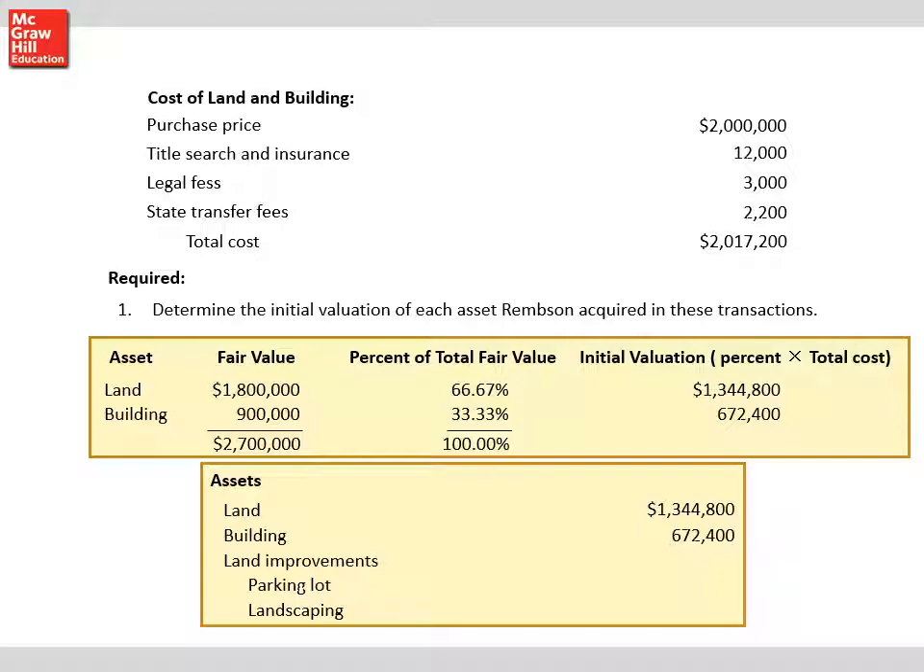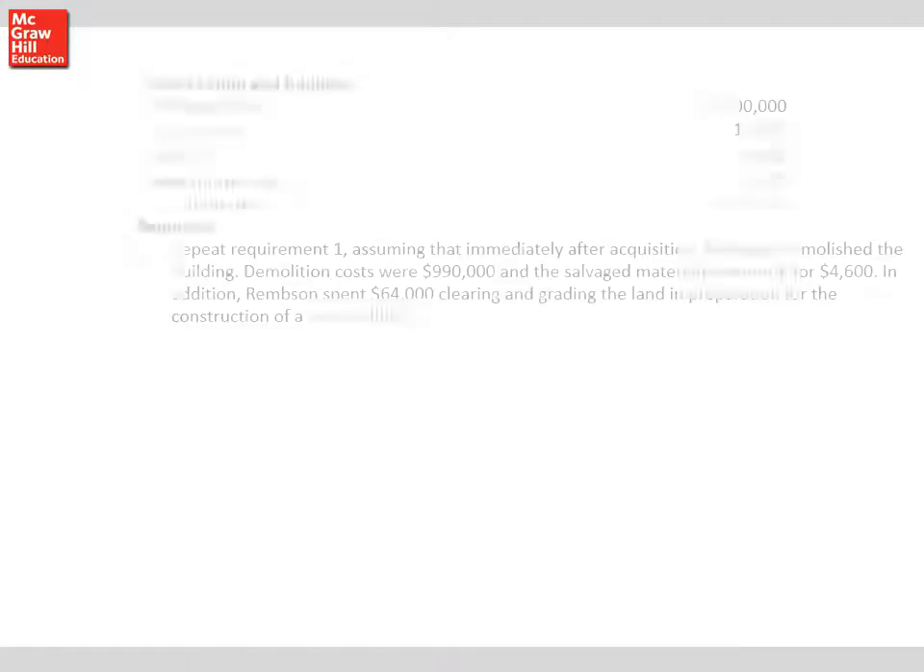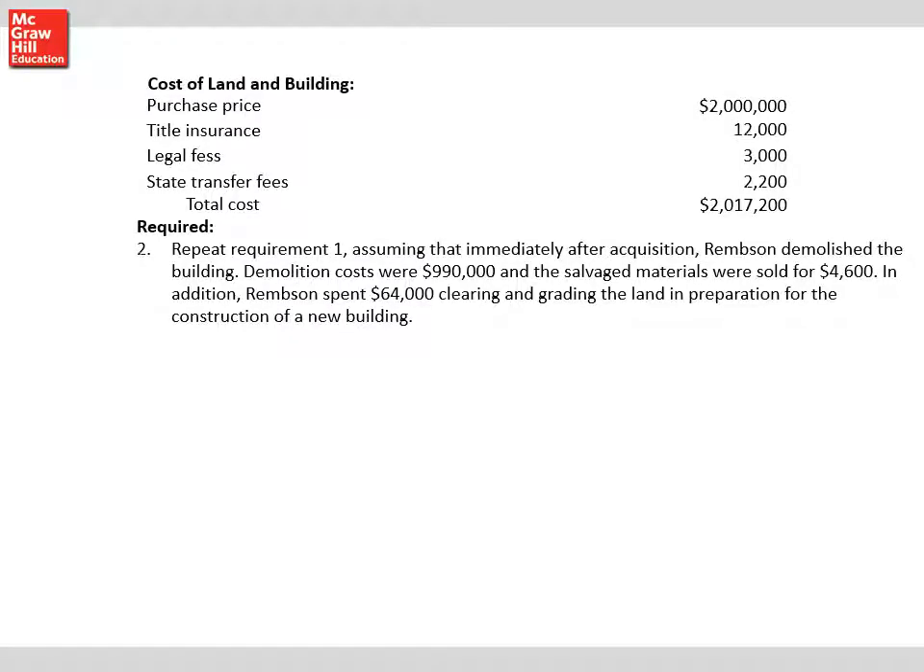The land improvements would also change. Parking lot and landscaping are under the fixed or property, plant, and equipment. Whoops, sorry, I went to number 2, but they are under the property, plant, and equipment land improvements. Now it says repeat 1, but assume some other stuff here. Remsen demolished the building. Demolition costs were $990,000, but they were able to salvage some materials and sell them for $4,600. In addition, they spent $64,000 clearing and grading the land in preparation for the construction of a new building.